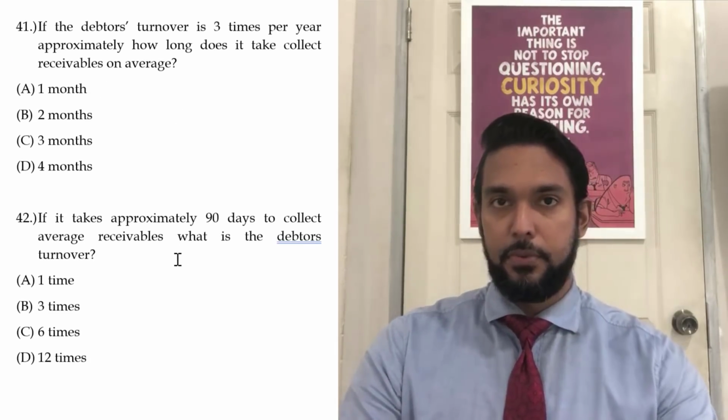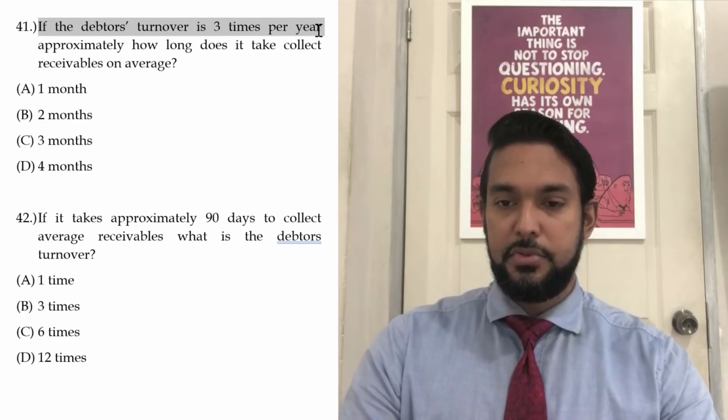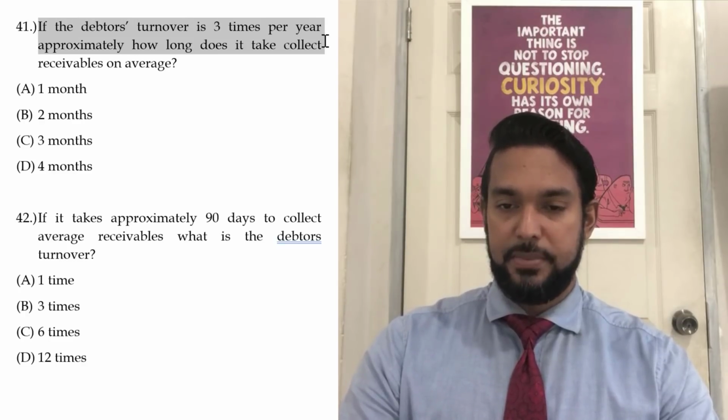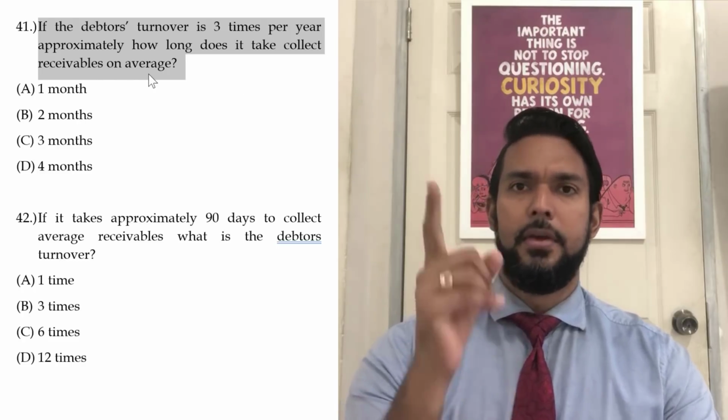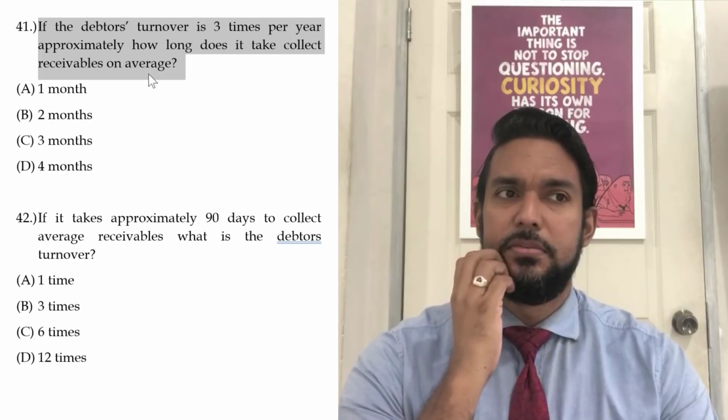All right, so number 41 now. If the debtors turnover is 3 times per year, approximately how long does it take to collect receivables on average? So 3 times a year, how many months in a year? 12 months.